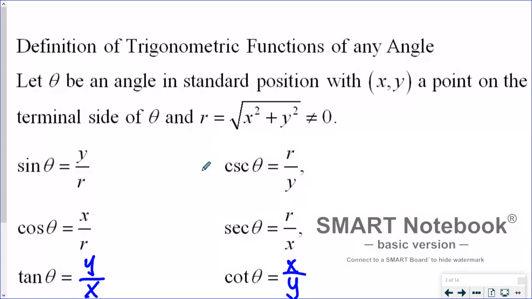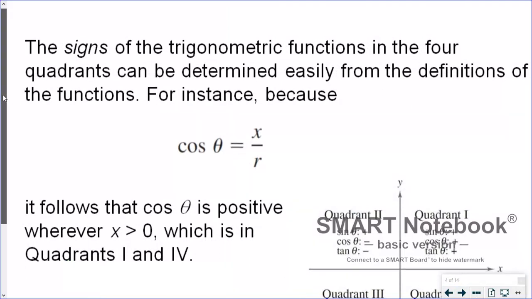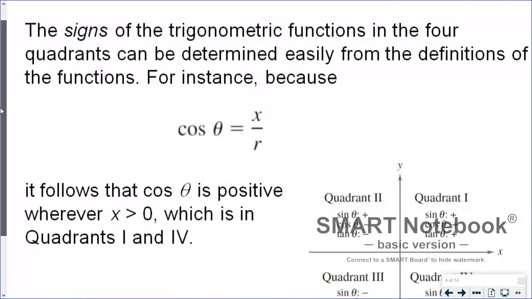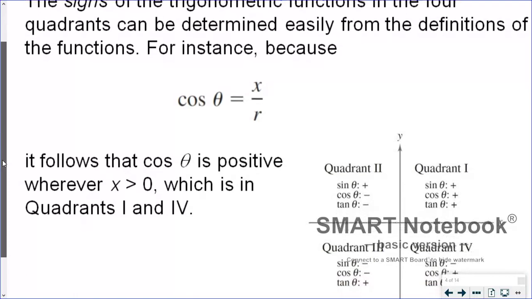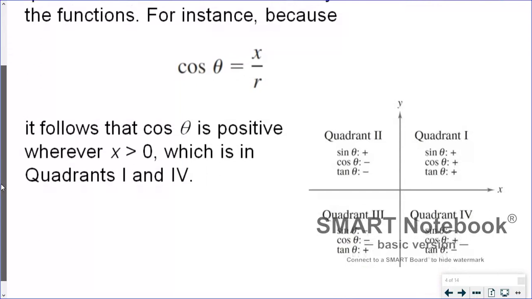Honestly, there's a much easier way to think about this instead of trying to memorize all of that. This, however, down here is very useful. The signs of the trigonometric functions in the four quadrants can be determined easily from the definition of the functions. For instance, because cosine of theta is equal to x over r, it follows that cosine theta is positive wherever x is greater than 0, which is in quadrant 1 and 4.